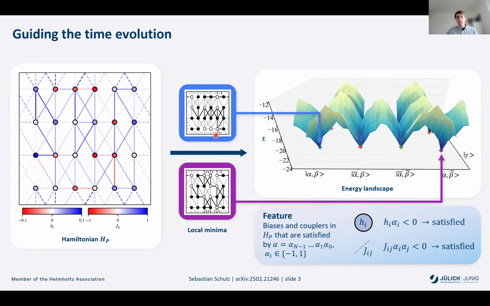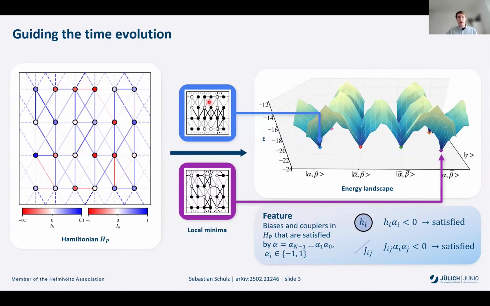So we have this collection of satisfied terms, couplers and biases, and these are essentially the reason why we have this state as a local minimum. The energy reduction that they cause is the reason why this is a minimum, why we have an energy valley around this state. And if you would remove all of these couplers and biases, then at this region of the Hilbert space, the energy landscape would just be flat. So there wouldn't be any local minimum.